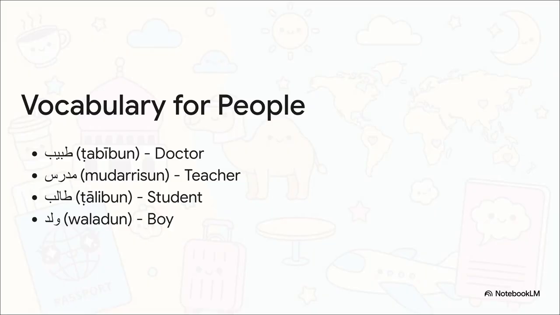Of course, to answer that question, we're going to need a little more vocabulary. So let's stock up our toolkit. Here are a few words for people. We've got tabibun, that's a doctor, madarisun, a teacher. Then there's talibun for a student. And finally, waladun, which means a boy.